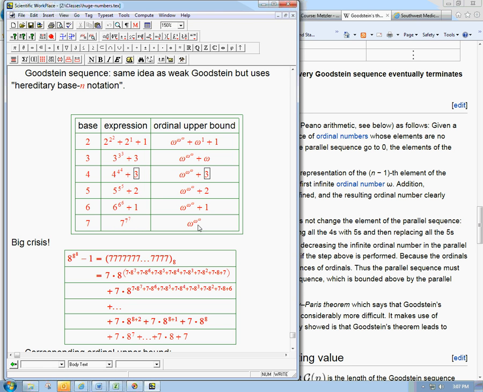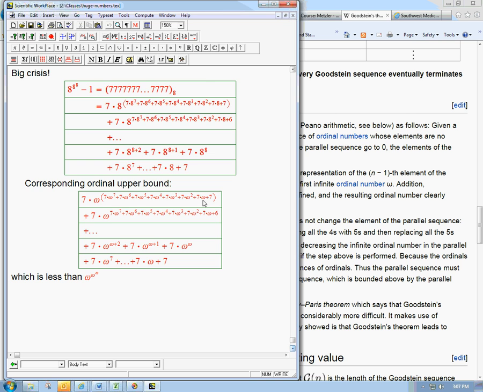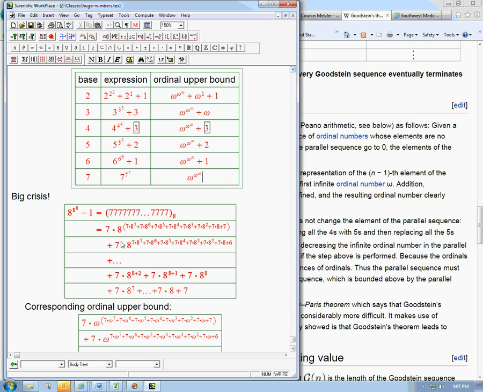Okay, so let's see. We get to 7 to 7, 7. That's omega to the omega to the omega. What happens there? Well, I just wrote it out in a slightly different way here. Remember, 8 to the 8 to the 8 minus 1, that's a number with all 7s in base 8, and the number of these things is 8 to the 8 minus 1. That's how many 7s you need. Actually, it's 8 to the 8 7s. And so it's 7 times 8 to this big number expressed in base 8, and then times 7 to this big number expressed in base 8. This is just what we had on the Wikipedia.